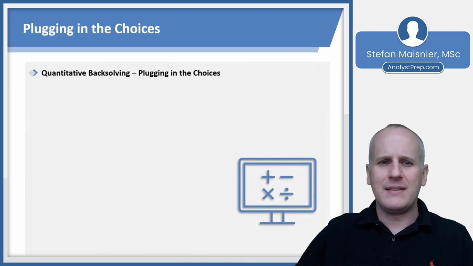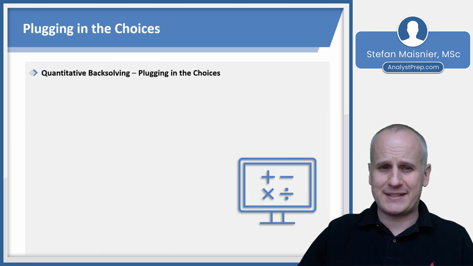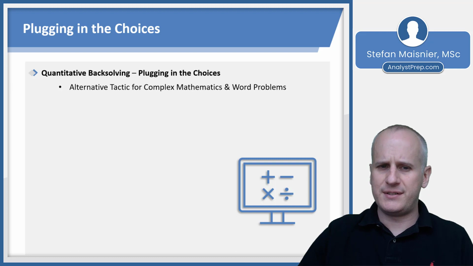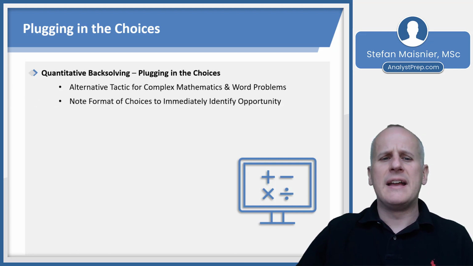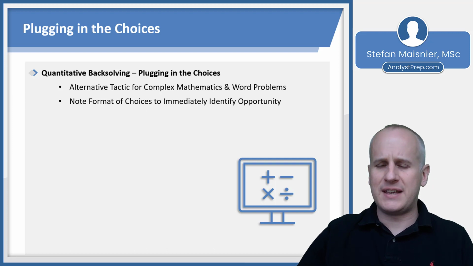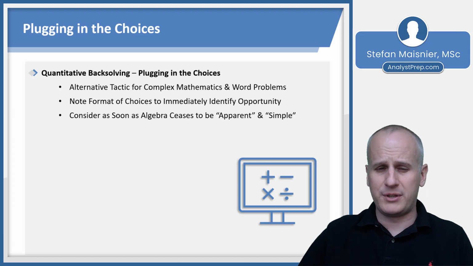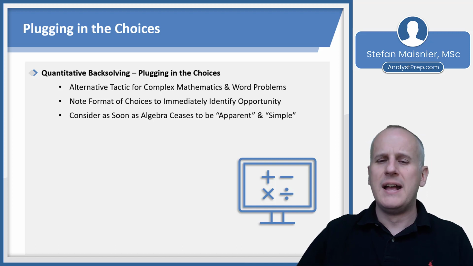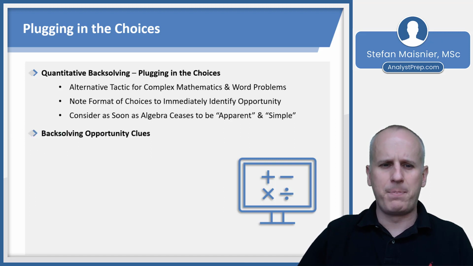Now, let's talk about our other alternative tactic, and that's going to be quantitative backsolving, or plugging in the choices. So this is also an alternative tactic for complex math and word problems. You can note the format of the choices again to identify a possible backsolving opportunity. And you'll also want to consider backsolving as an approach as soon as the algebra ceases, especially in a word problem, to be simple and apparent.